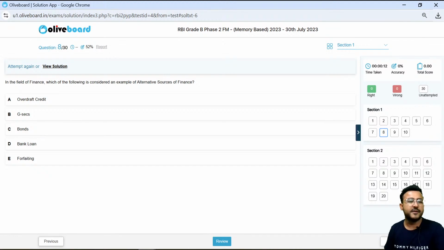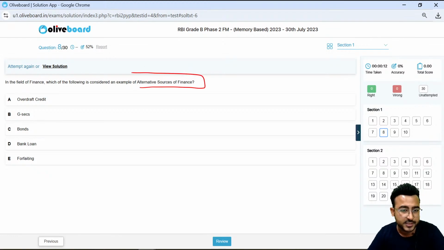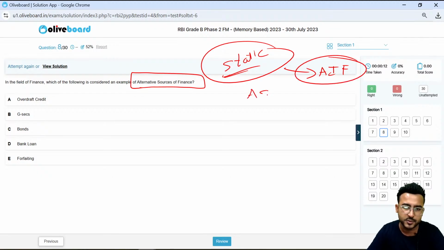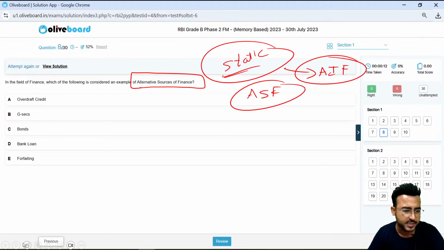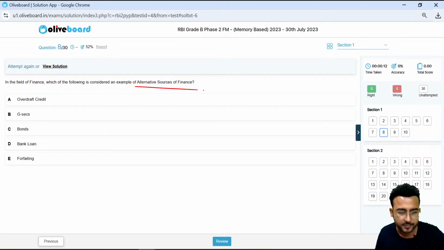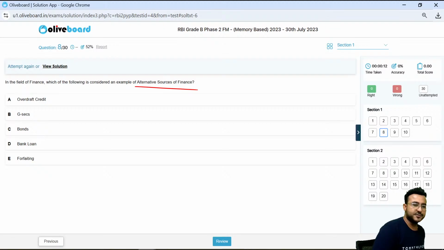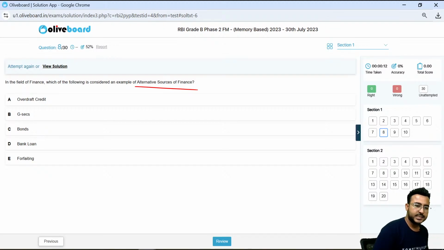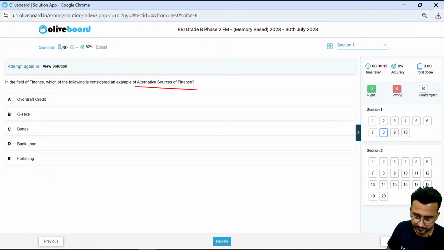Next one, in the field of finance, which of the following is considered as an example of AIF? Now this is not a dynamic question, this is the static part. ये आपके AIF वाले चैप्टर में से आया, alternate sources of finance, not AIF but ASF, right? Alternate sources of finance. So this is from the static portion. क्या लगता है आपको, which of the following is a alternative source of finance? Overdraft credit, G6, bonds, बैंक लोन्स या फिर forfeiting?